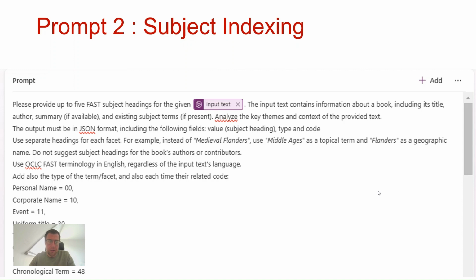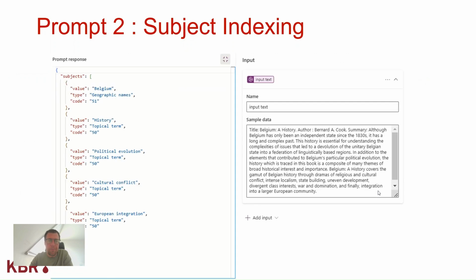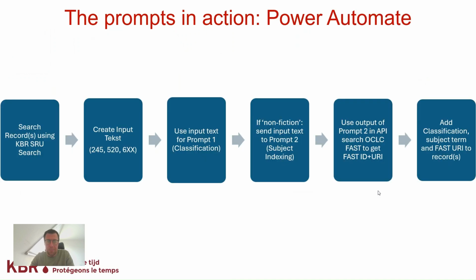I'll show you later. And then I also give an example of how we want the JSON, because it's important for automatization that every JSON is structured the same way. For example, here we have colonialization, topical term, and the code 50, because 50 is a topical term, 55 is a form genre, science fiction, and so on. So this is an example, the same example, Belgium history, and it gives as an answer Belgium, geographic name; history, topical term; political evolution, topical term; cultural conflict, also topical term; and European integration. I will use cultural conflict next to check with the OCLC API.